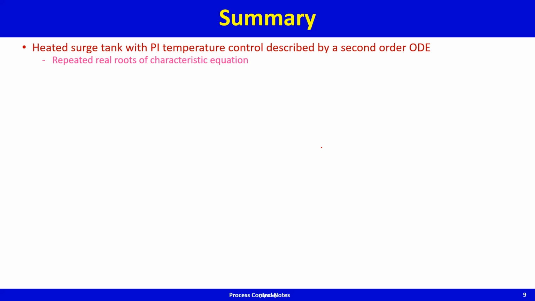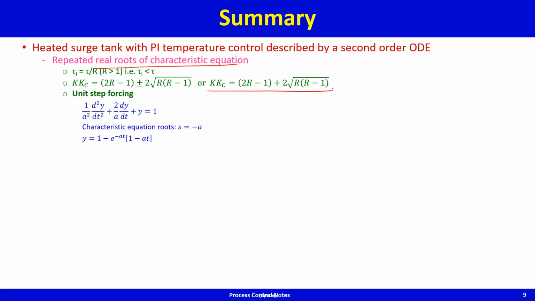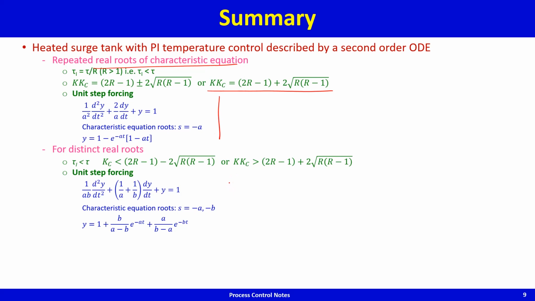To summarize, we have seen that the heated surge tank with PI temperature control is described by a second order ODE. We've solved the case for repeated real roots of the characteristic equation, and this occurs when KKc has these special values. We also obtained the unit step forcing solution, and that's stated here. For distinct real roots, we obtained the unit step forcing solution, and that solution is shown here. It's a combination of exponentials.